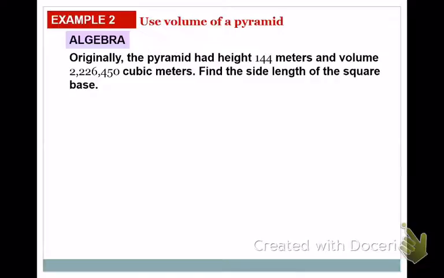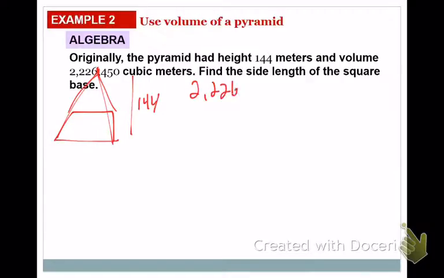Here's when we were working backwards, right? We're talking about the Great Pyramids in Egypt, right? The pyramid had a height of 144 meters and a volume of 2,226,450 cubic meters. Find the side length of the square base. So this is a pyramid whose base is square. That's a pretty rough sketch, the height of which is 144 meters. So the volume is 2,226,450.